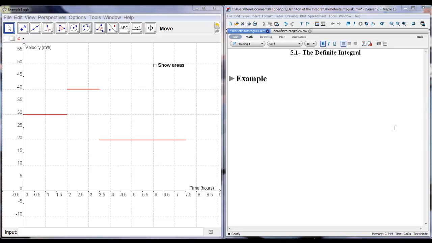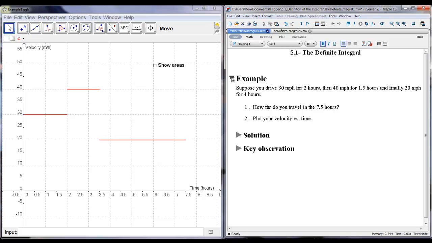In this segment, we want to look at the definition of the definite integral, starting with the following example. Suppose you drive 30 miles an hour for 2 hours, then 40 miles an hour for an hour and a half, and finally 20 miles an hour for 4 hours. We'd like to do two things.